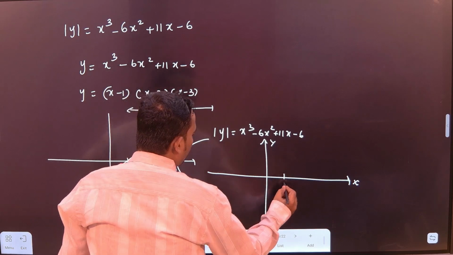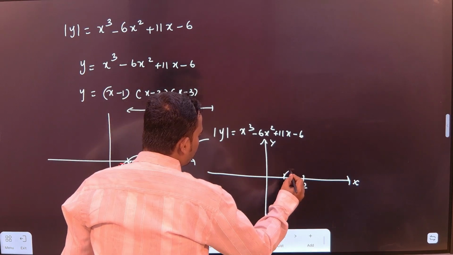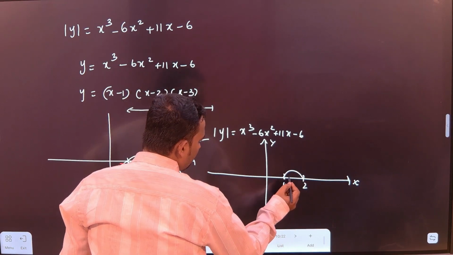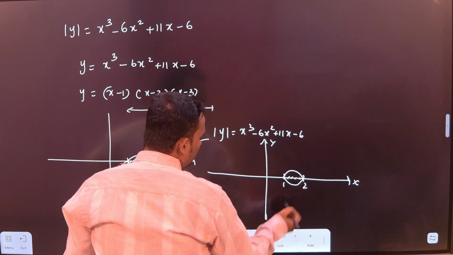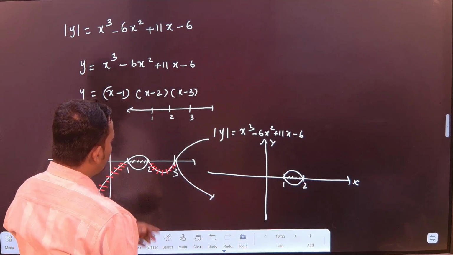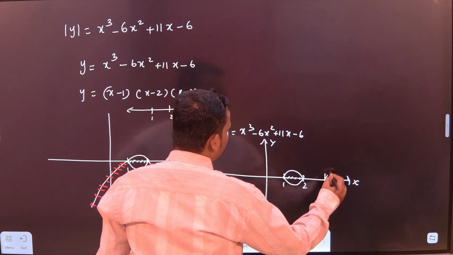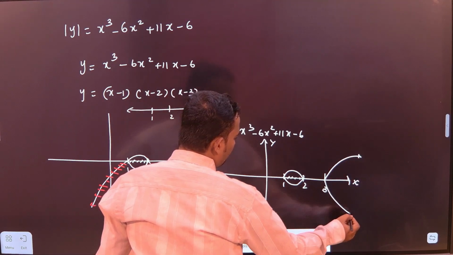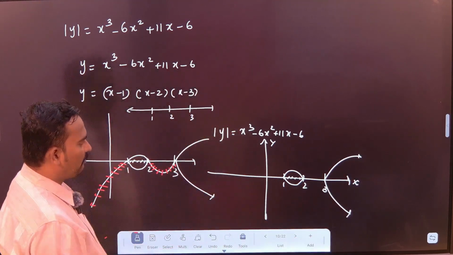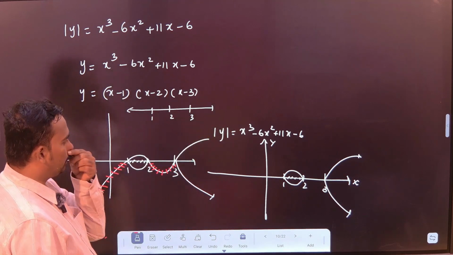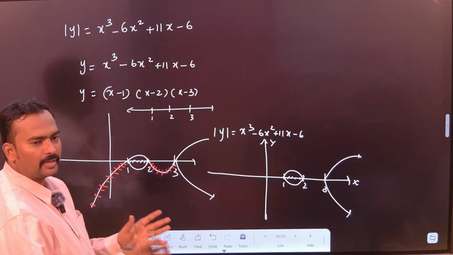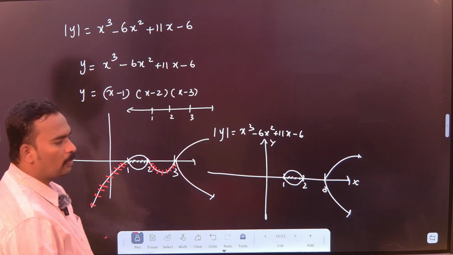Okay, this is 1, this is 2, the positive portion is like this. You take the mirror of this one, and then when you take more than 3, this portion is going like this. So this will be like this. This is the graph of mod y is equal to x cube minus 6x square plus 11x minus 6. I hope everyone understands, right?